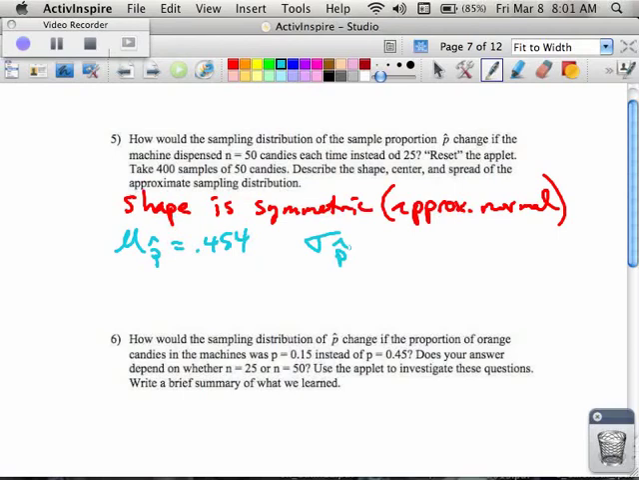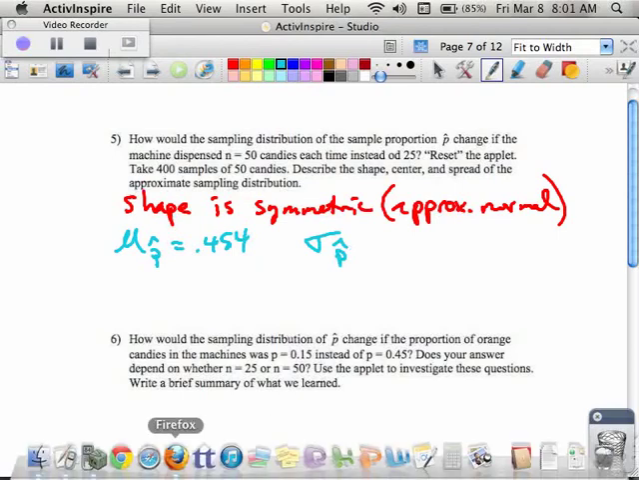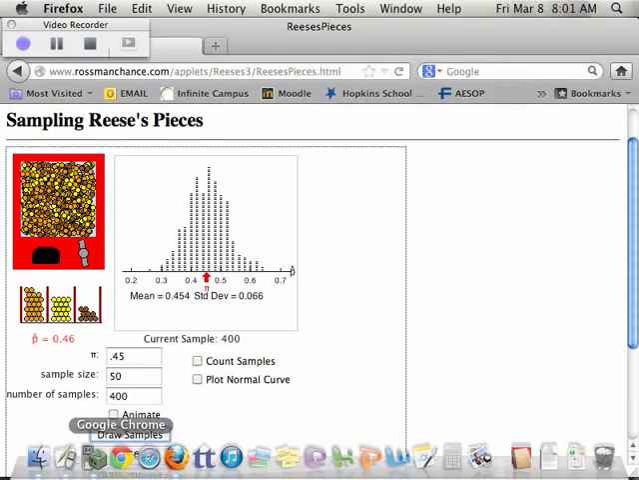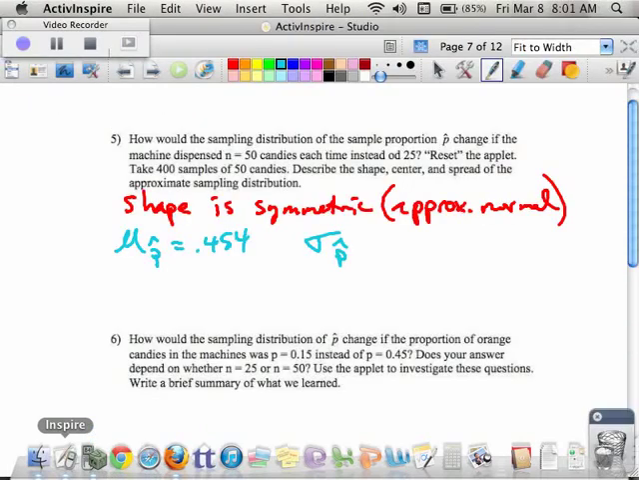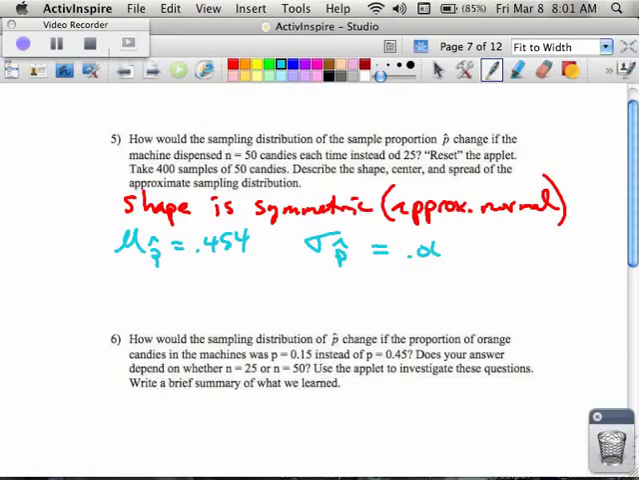I didn't catch the standard deviation either. All right, so I'll go back and look really quick here. The standard deviation, 0.066. Much smaller. Notice how much that decreased compared to the 0.10. The spread in ours was p hat equal to 0.26 to p hat equal to 0.64.